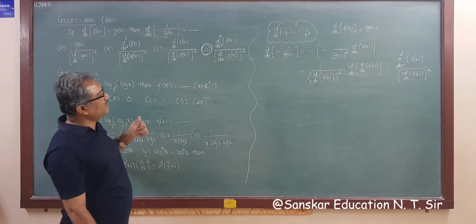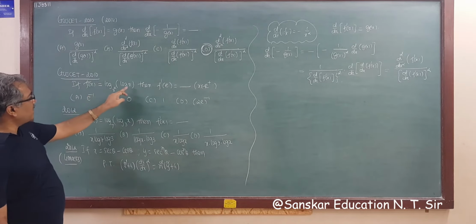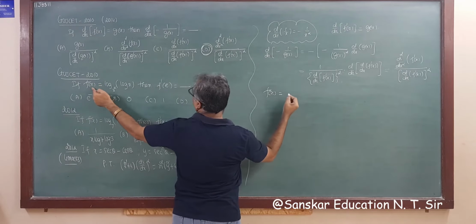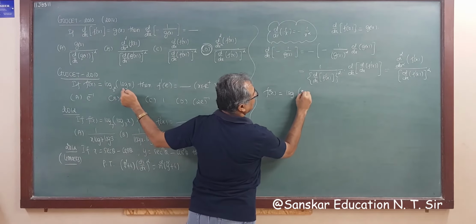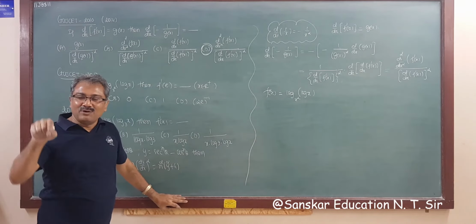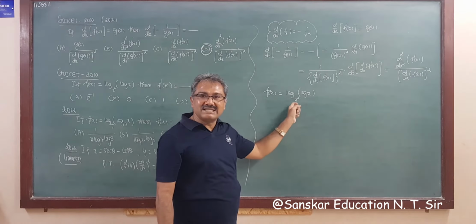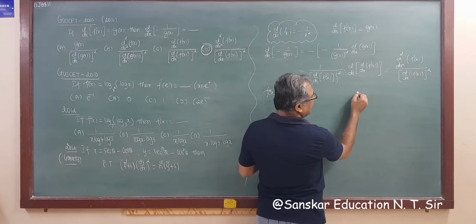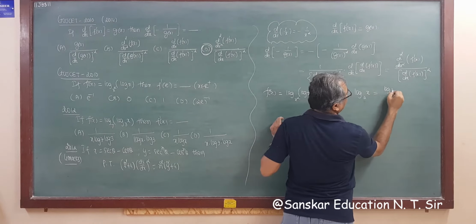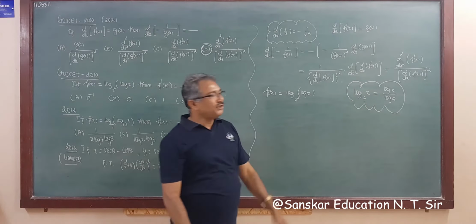So no rote learning. Now another question, Gujarat 2010. f(x) is equal to log x base x square. You know log is differentiable only when it is the natural logarithmic function, but here the base is not e, the base is x square. So we have to apply the change of base rule, that is log of x base a is equal to log of x upon log of a. This is your change of base rule.